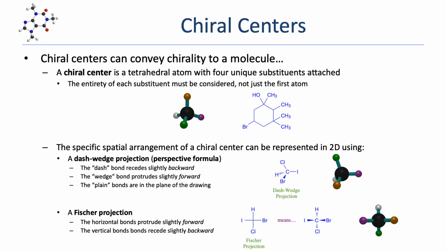Now, in organic chemistry, chirality is usually found in molecules that possess a chiral center. A chiral center is a tetrahedral atom that has 4 unique substituents attached to it. So if you look at the model here, we have a chiral molecule, and that carbon is a chiral center because it is a tetrahedral atom, it's sp3 hybridized, and it has 4 different groups attached to it, right? A white group, an orange group, a green group, and a purple group. So that carbon is a chiral center. However, when you're looking at the actual groups involved, you have to be holistic. You have to consider the entire group, not just the first atom bonded in each group.